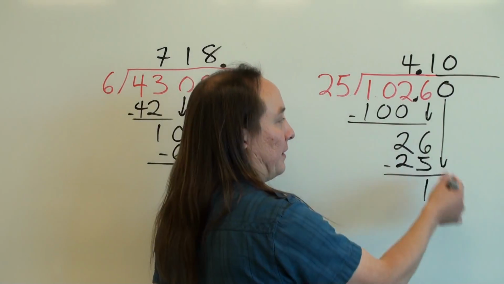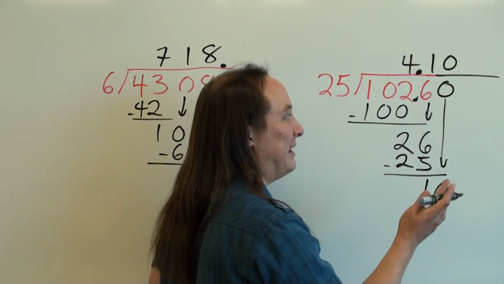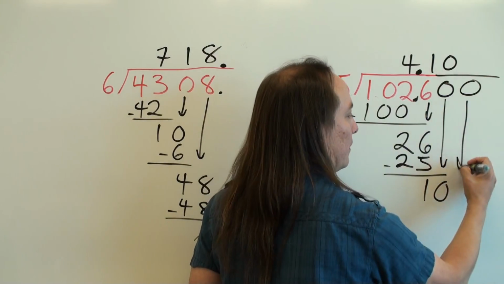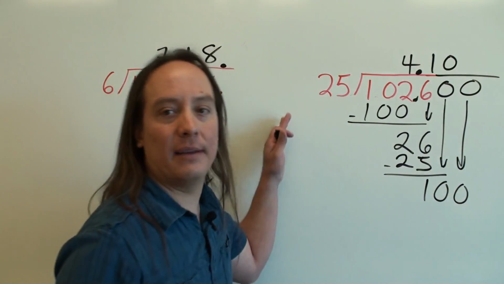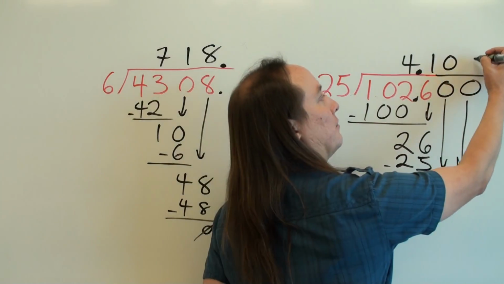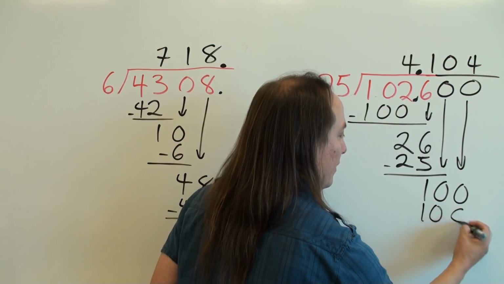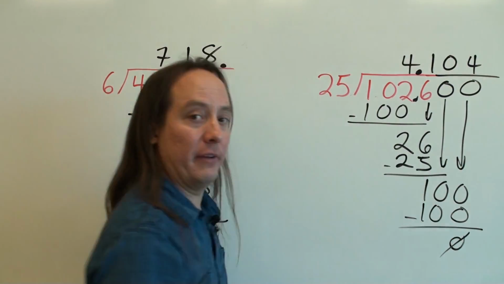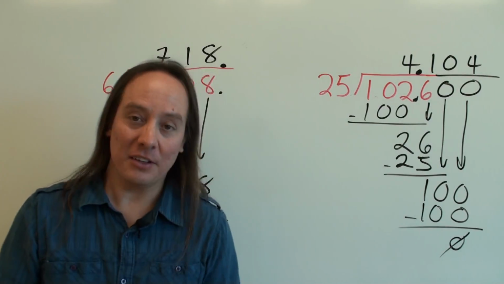Okay, so it doesn't fit in 10. I say it fits 0 times in 10. I can add another 0. Now I have 100, and yes, 25 goes into 100 exactly 4 times. And no more remainder, and we're finished. Okay, so that's a little lesson on division.